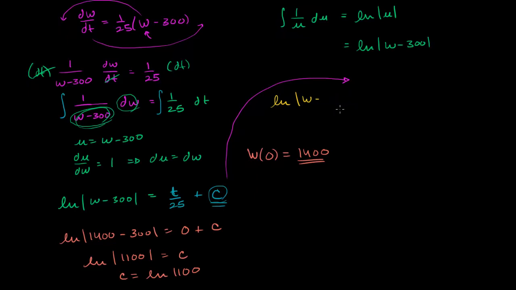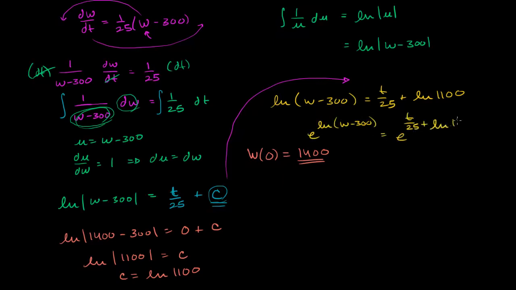So we could say the natural log of w minus 300 is equal to t over 25, and we've just solved for our constant, plus the natural log of 1,100. And now we can just solve this explicitly for w. We can raise e to both sides. The left-hand side is equal to the right-hand side, so e raised to this power is the same thing as e raised to that power. So we have e to the natural log of w minus 300 is going to be equal to e to the t over 25 plus the natural log of 1,100.